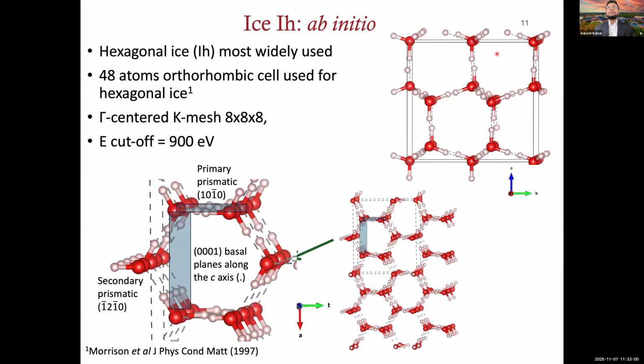For our model, we choose this 48 atom cell. It's an orthorhombic cell from the work of Morrison. The nice part about an orthorhombic cell such as this one is that you can focus on each of the XYZ directions, and they correspond to either the basal planes, the primary prismatic planes, or the secondary prismatic planes. This is something we wanted to explore as we were interested in looking at cellulose binding on all of these different planes.